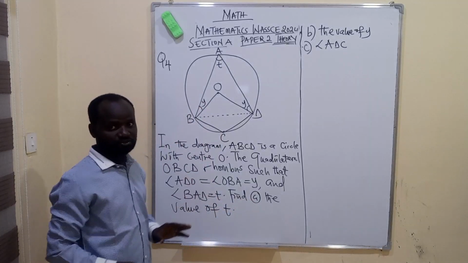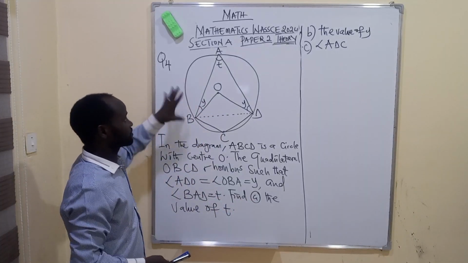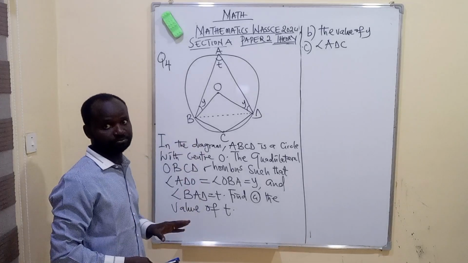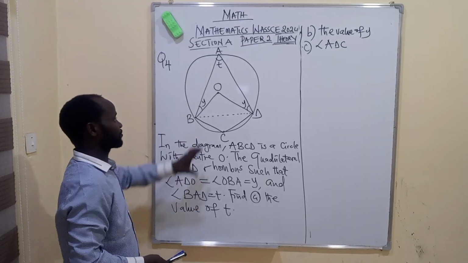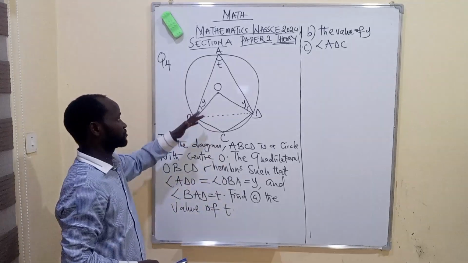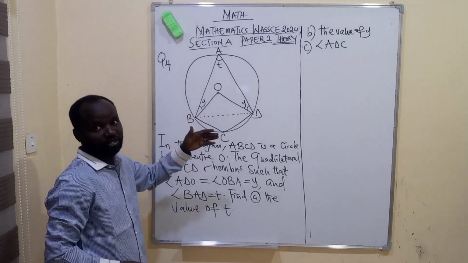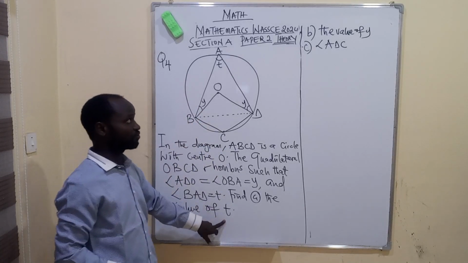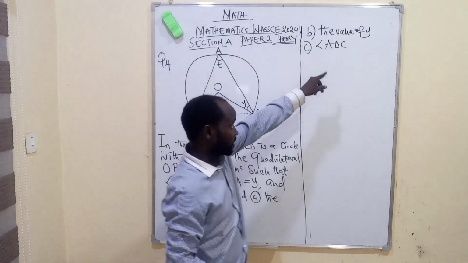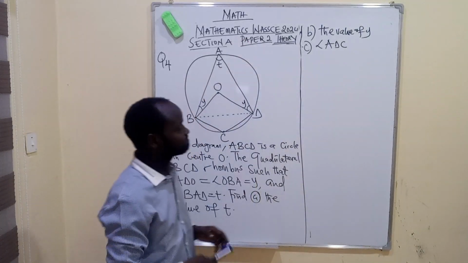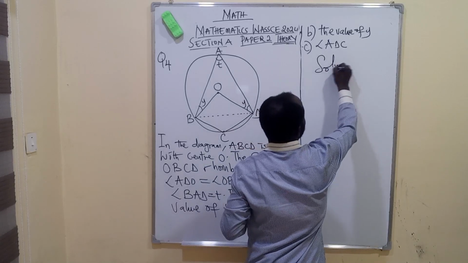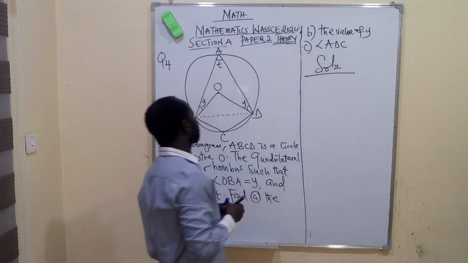So the first thing for us to do is to identify which topic this question is from. Of course, this is from circle theory, or circle geometry. So we have to apply all the circle geometry we can in order to find the value of T, the value of Y, and the angle at D. So let's write down the solution.